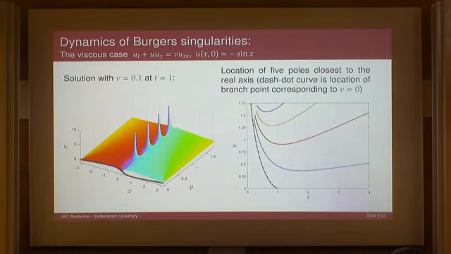This dashed dot curve here is the location of the branch point singularity in the case of 0 viscosity. These curves don't start there. They should be asymptotic to the dashed dot curve, but it becomes very difficult to compute in this area because of the proximity of the roots. So it's an ill-conditioned process to compute there.